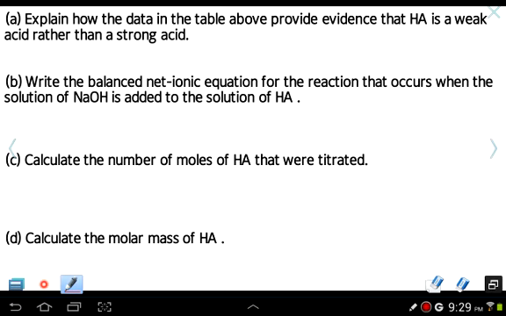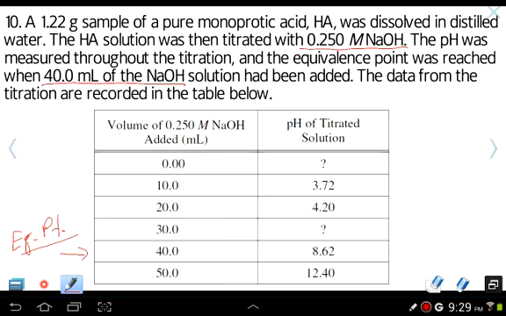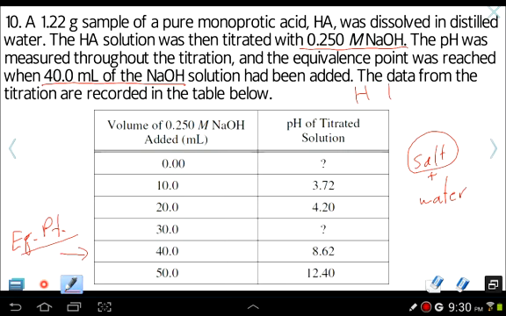Question 1 says, explain how the data in the table provides evidence that HA is a weak rather than a strong acid. Now, when a strong acid is completely neutralized, what you're left with essentially is salt and water, which is neutral. Because that salt consists of an anion from the acid, say if we were to do HCl, the anion of HCl is Cl-. Cl- is neither acidic nor basic, so the water will be ruling the pH. In that case, the pH will be 7.0. But because our pH is not 7.0 but higher, this means we have a weak base left in the solution, which means we began with a weak acid.